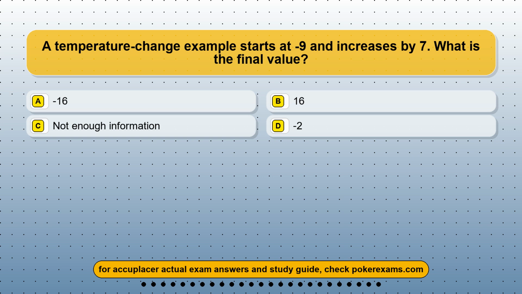Question 4. A temperature minus change example starts at -9 and increases by 7. What is the final value? Option A, -16. Option B, 16. Option C, not enough information. Option D, -2.